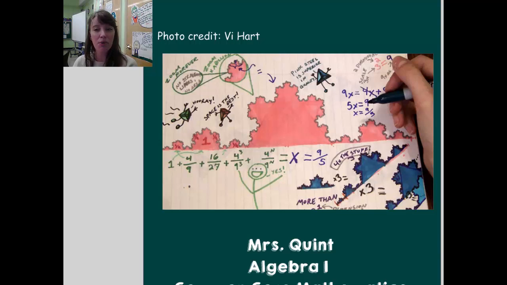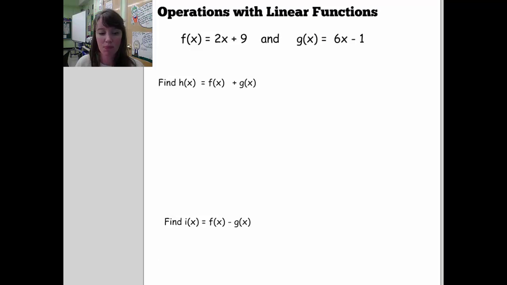Welcome back. Today we're going to talk about operations with linear functions. Okay, so let's say that I have two linear functions. We have f of x, which is 2x plus 9, and we have g of x, which is 6x minus 1. What this lesson is teaching you how to do is to take those two functions and create a new function such that h of x is equal to the two functions added together.